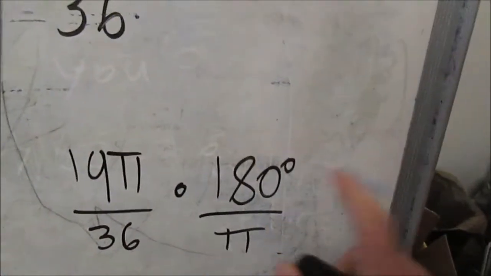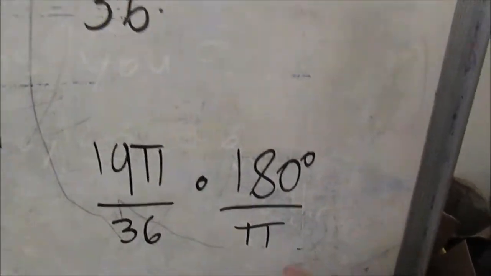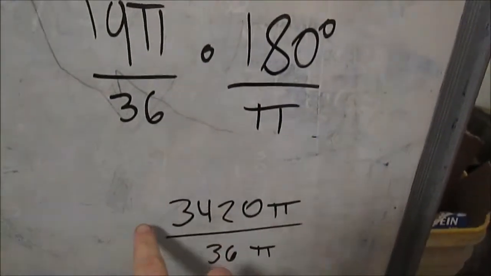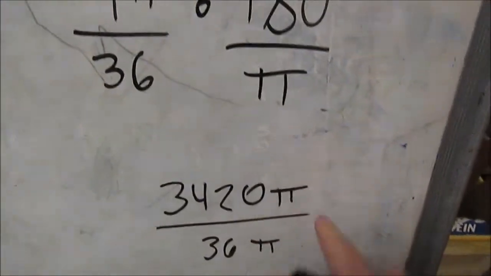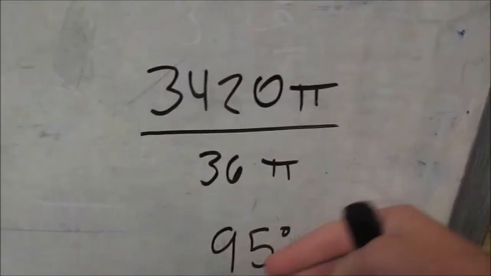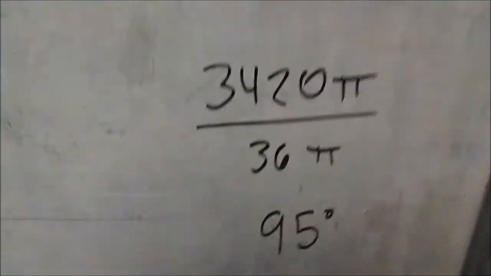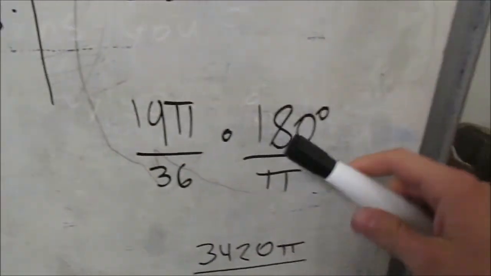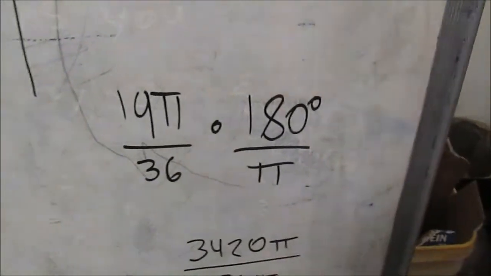19 pi times 180 and 36 times pi. You find you have 3,420 pi over 36 pi. Your pi's cancel out. You end up with a juicy, crunchy 95 degrees as your answer. Very simple. So remember, you just multiply it by 180 over pi, and you will always find your right answer.